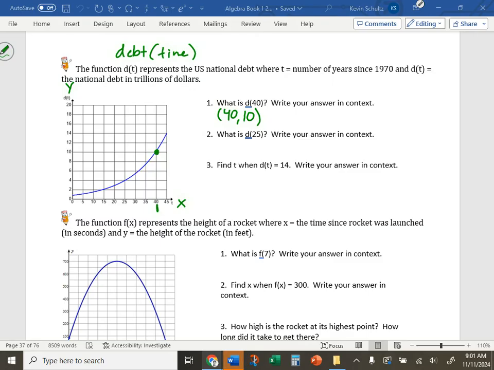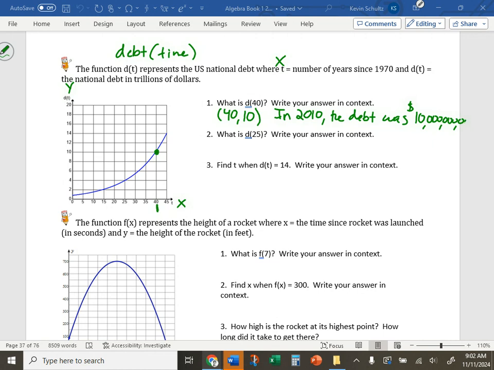It says the function d of t represents the U.S. national debt, where t is the number of years since 1970. Our t is like our x here. So if it's been 40 years since 1970, what year does that represent? 2010. So in context, in 2010, the debt was what? $10? I can pay that off. 10 trillion. Oh, I can't pay that off anymore. $10 trillion.